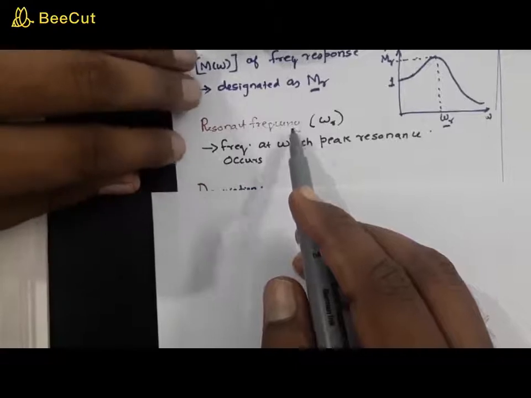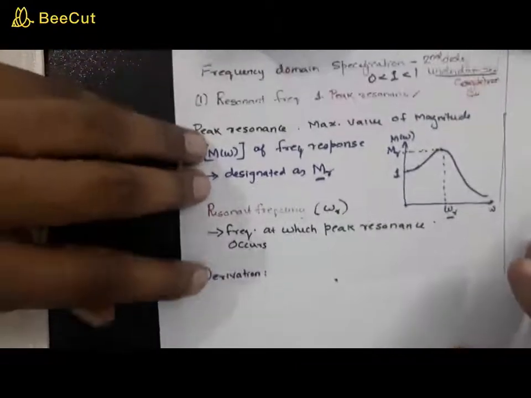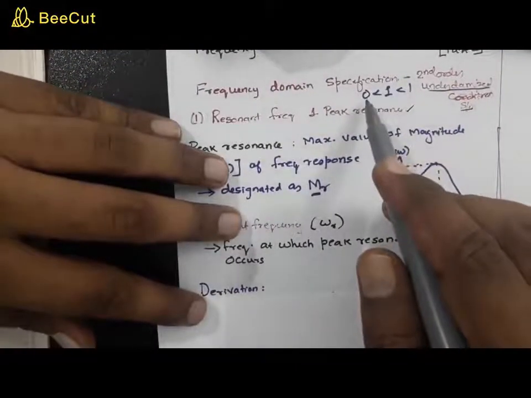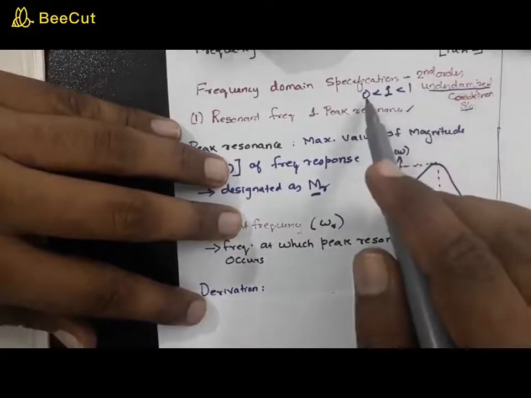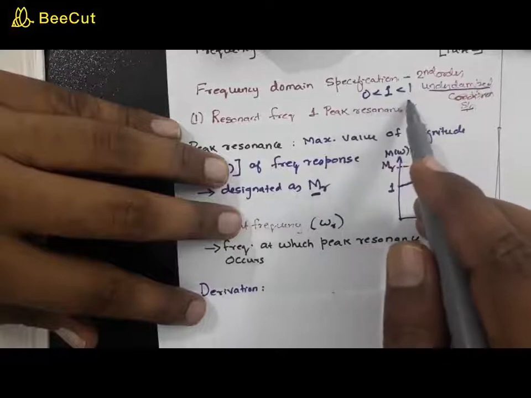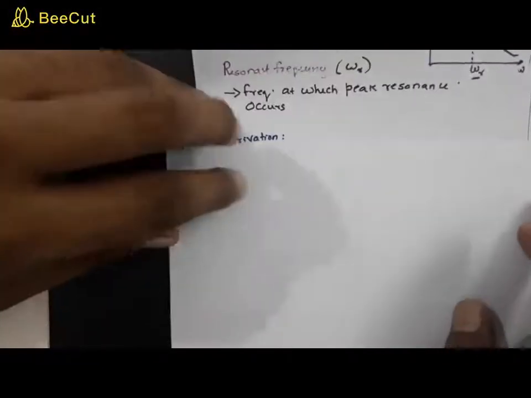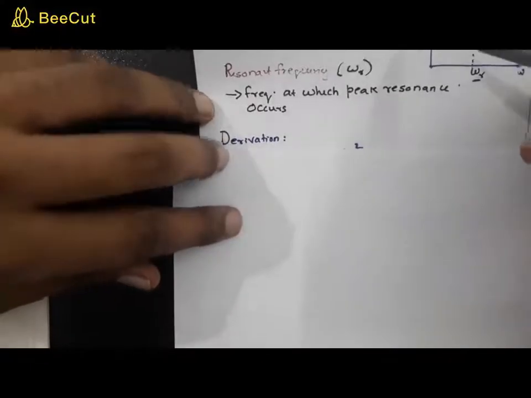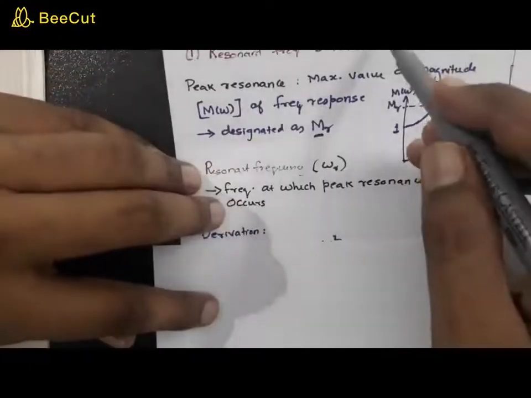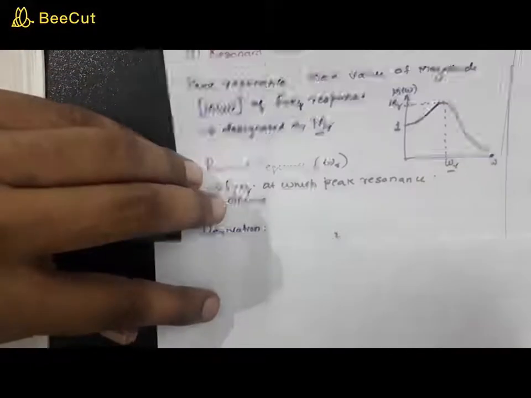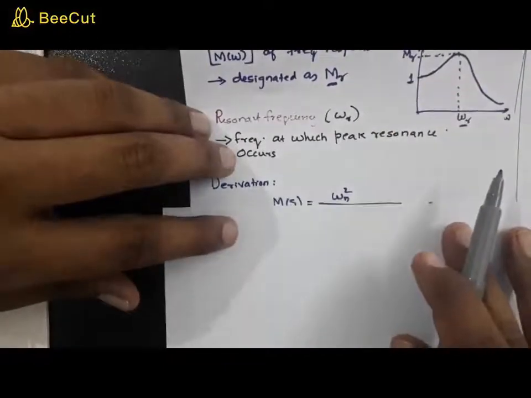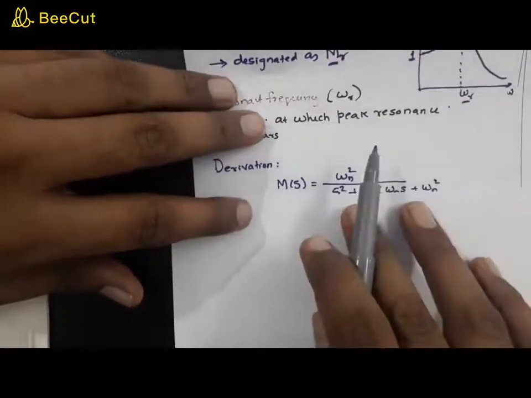Now as I have mentioned, this is specifically for an underdamped system, where the damping ratio is in between 0 and 1. Now the question is, will there be a peak resonance for the whole range of 0 to 1? That's what we will be studying as we proceed with our derivation.